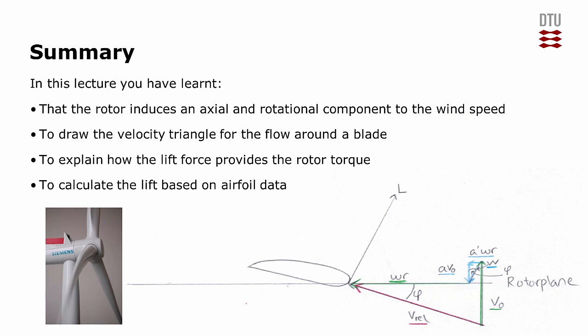So in summary, here we have learned that a rotor induces both an axial and a rotational component. We have learned to draw a velocity triangle for the flow that comes into the blade section. We have been able to explain how the lift force drives and contributes to the torque on the rotor. And we have learned how to calculate lift based on airfoil data.